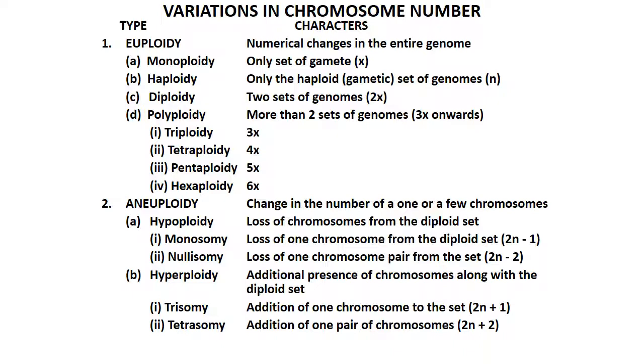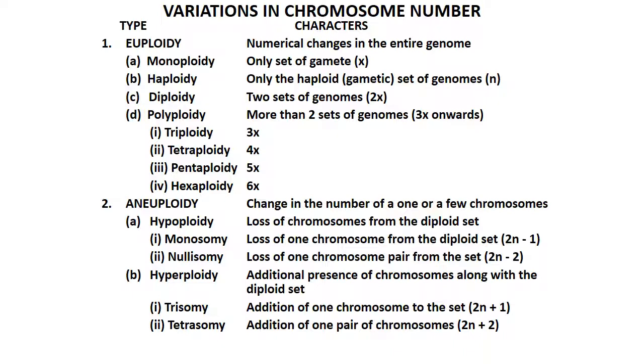Conditions can be observed. Aneuploid condition is further divided into hypoploids and hyperploids. Hypoploids has monosomy, double monosomy, nullisomy, double nullisomy like conditions. Monosomy is loss of one chromosome from the diploid set, that is represented as 2n-1. Double monosomy is 2n-1-1, that is loss of one chromosome from the diploid set from two different chromosome sets. Nullisomy is loss of one chromosome pair from the set, that is represented as 2n-2.